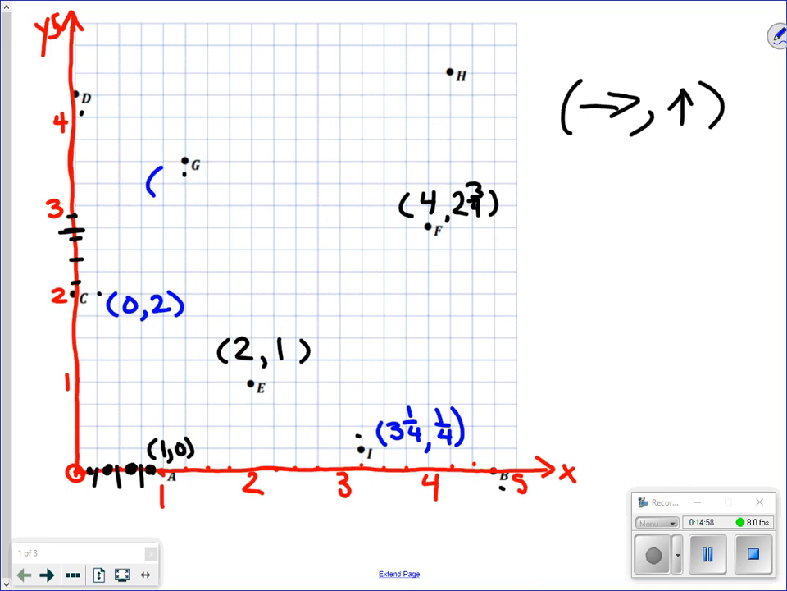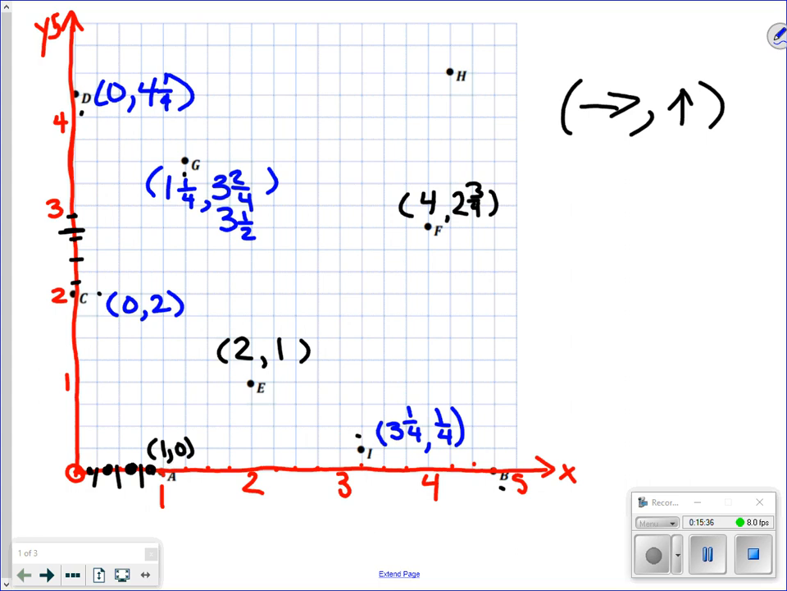What about G? 1 and 1/4, and 3 1/2. So it goes 1 and 1/4, and then 3. You can do 3 2/4 or 3 1/2 because they're both equivalent. It's the same thing. Okay, what about D? 0 and 1/4.